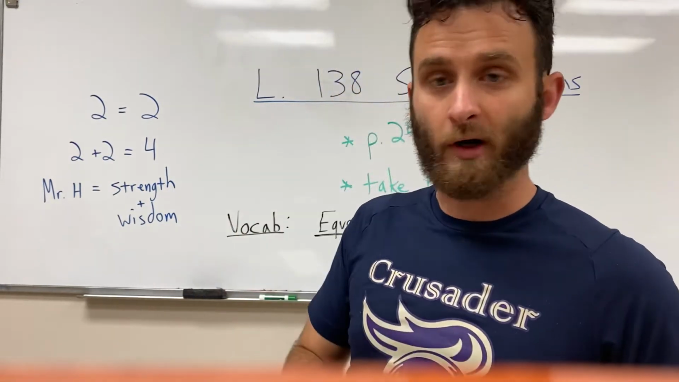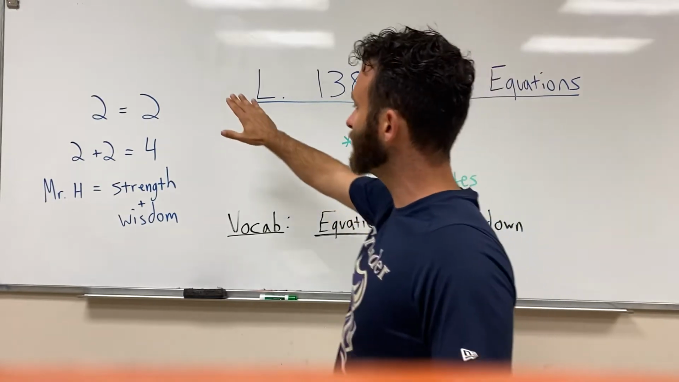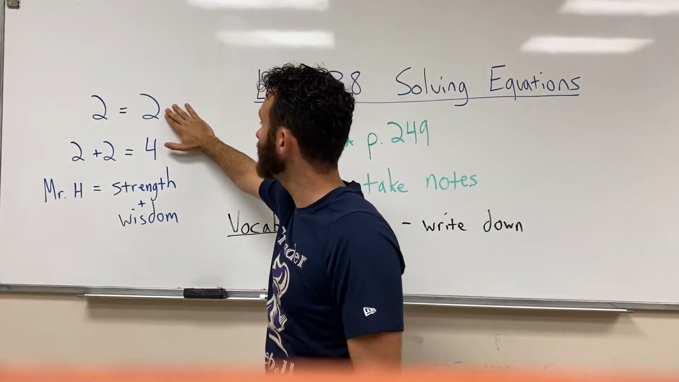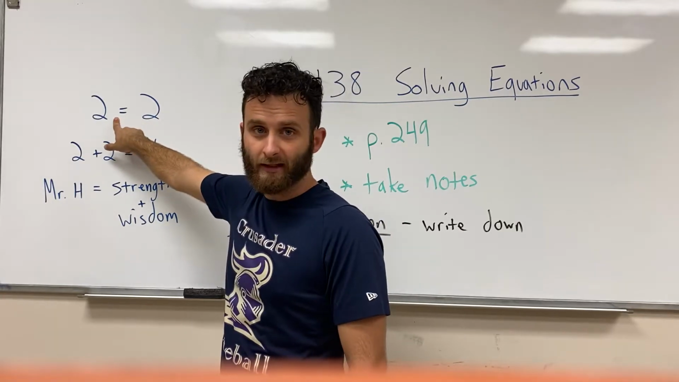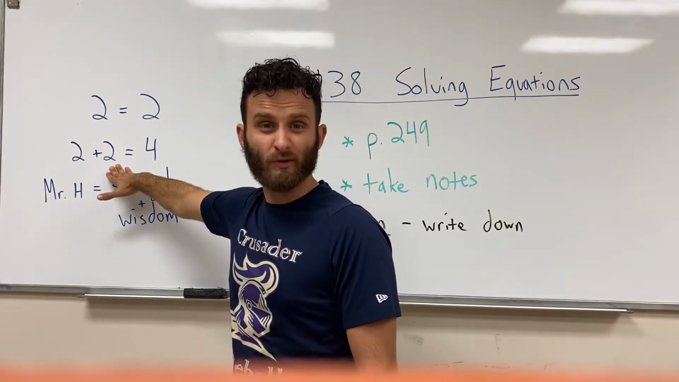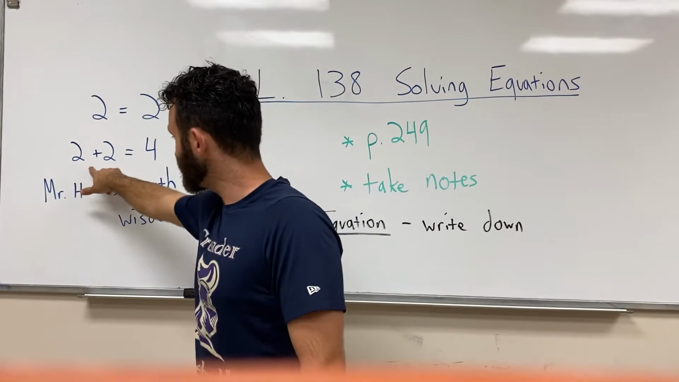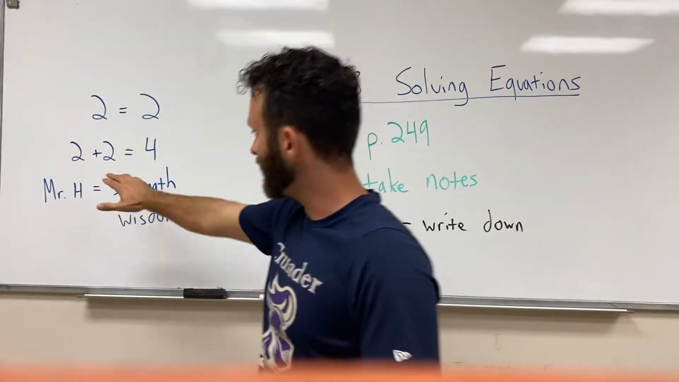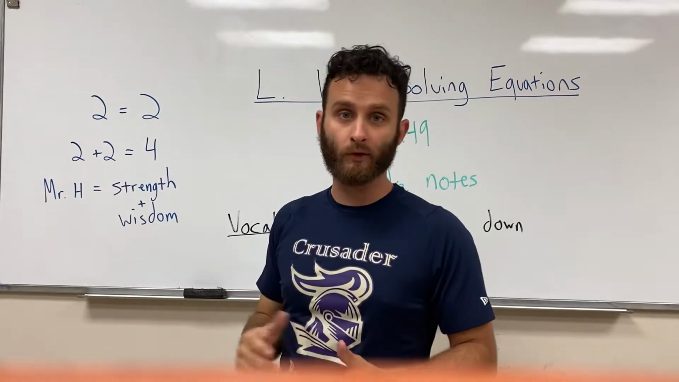So we're gonna look at the first part first, which is what is an equation over here? 2 equals 2. Both sides are equal to each other. Is that true? Yes. Okay, second one. 2 plus 2 equals 4. Well, 2 plus 2 is 4. So those two sides of the equation, the left side and the right side, are equal to each other.